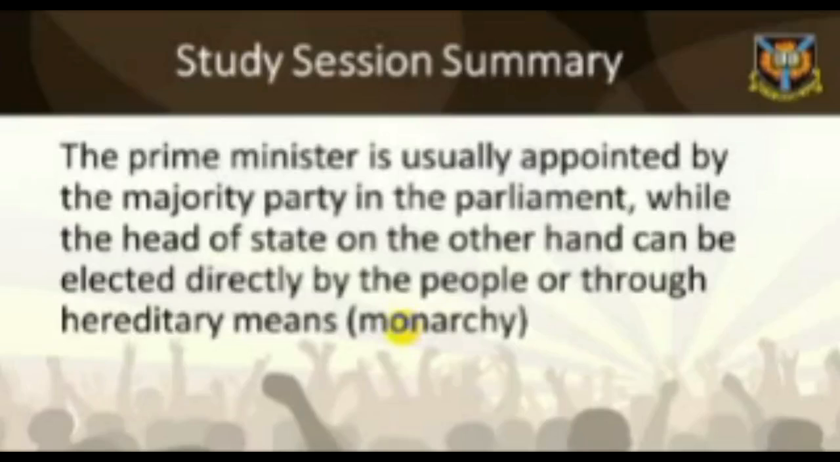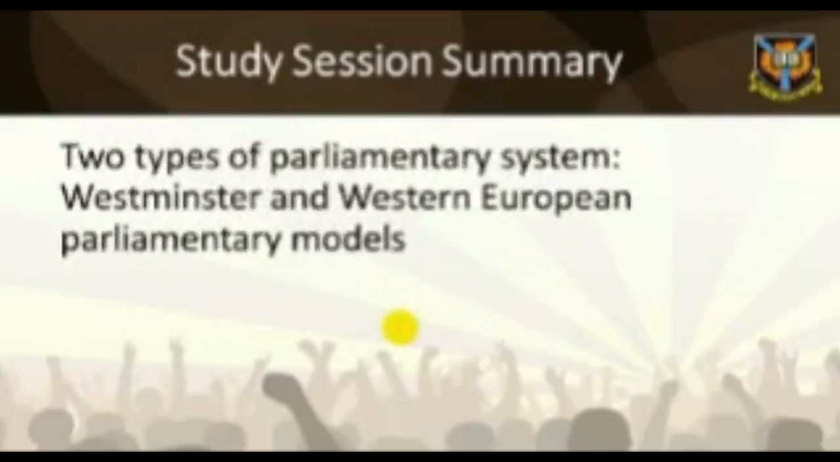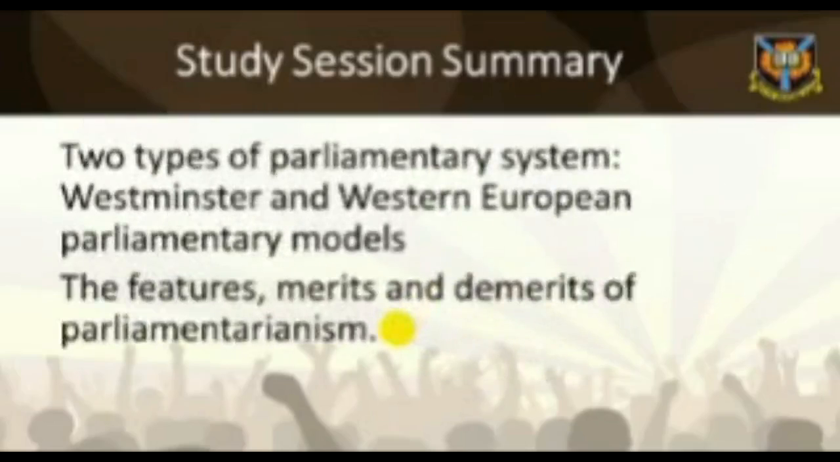We went further to note two types of parliamentary system, Westminster and Western European parliamentary models. Lastly, we discussed the features, merits and demerits of parliamentarianism. End of study session 10.